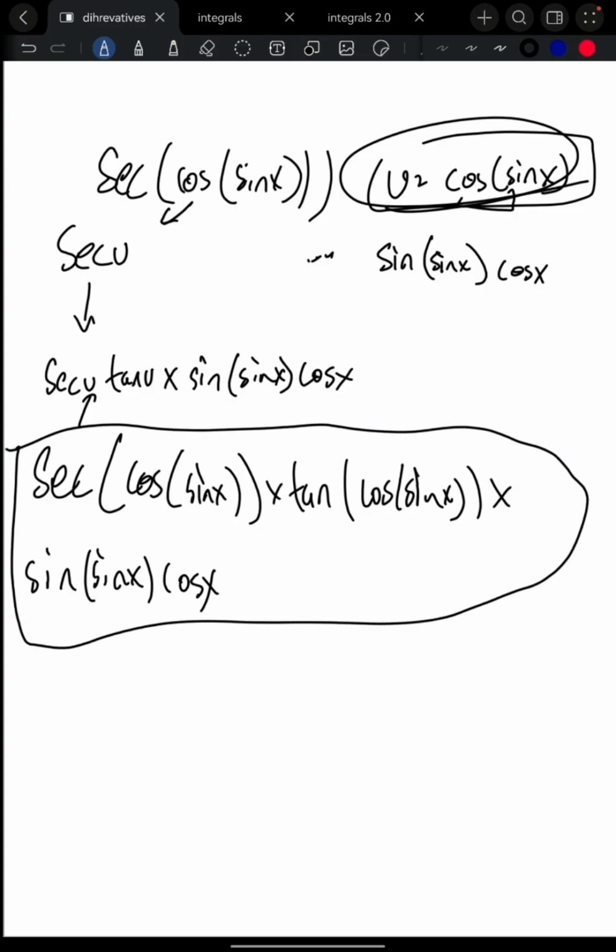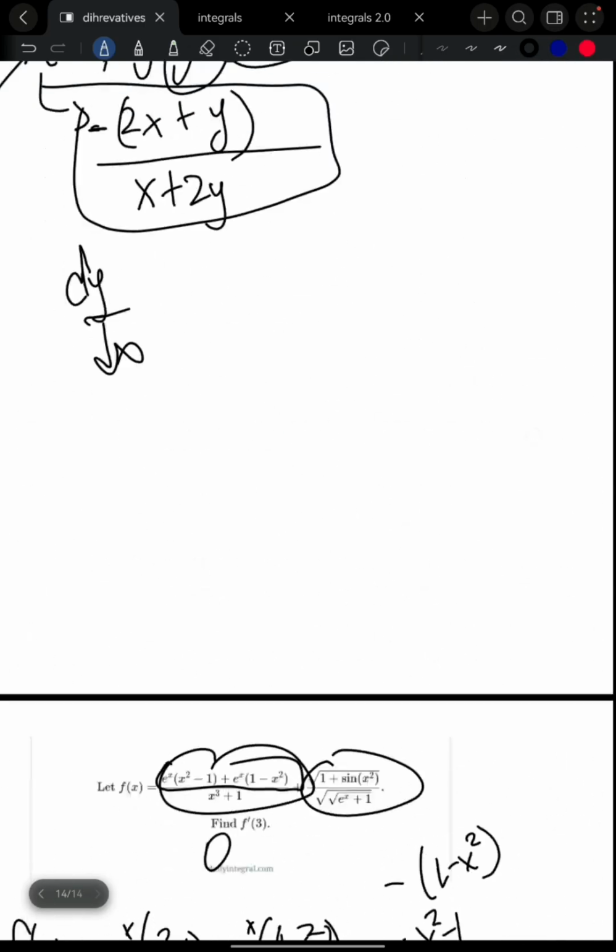I don't think you can even simplify this. Maybe you could, but it doesn't matter, right? That's the final one.